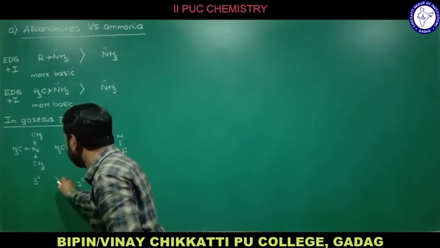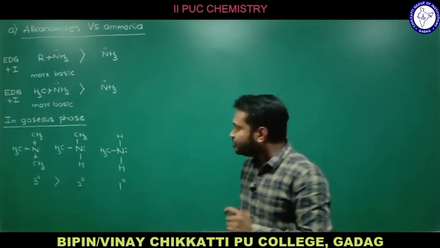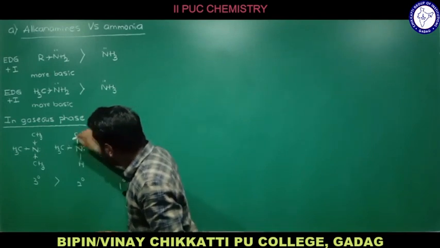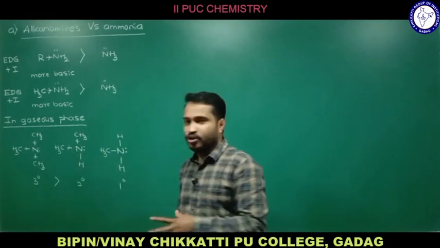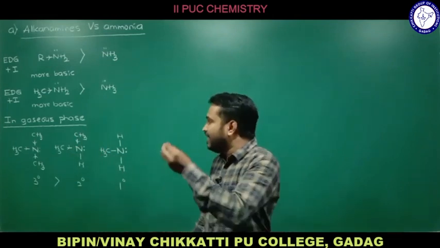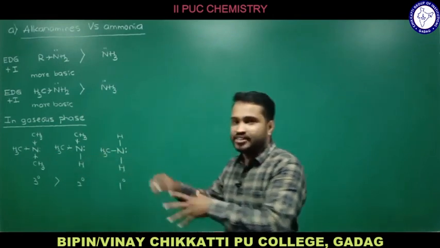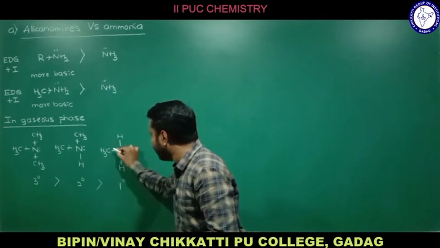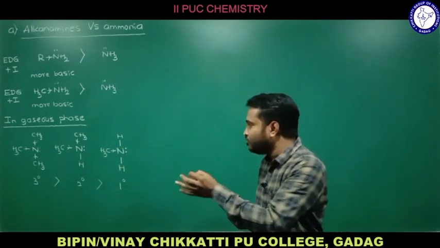So tertiary amines are more basic in nature when compared to secondary amines. What happens in the case of a secondary amine? We have only 2 methyl groups. So this methyl is going to donate electrons, and this methyl is going to donate electrons. We have only 2 methyl groups, therefore the electron density will be less when compared to the tertiary amine. Therefore the secondary amine will be next. Whereas in the case of a primary amine, just observe, we have only 1 methyl group, which is also going to donate electrons.